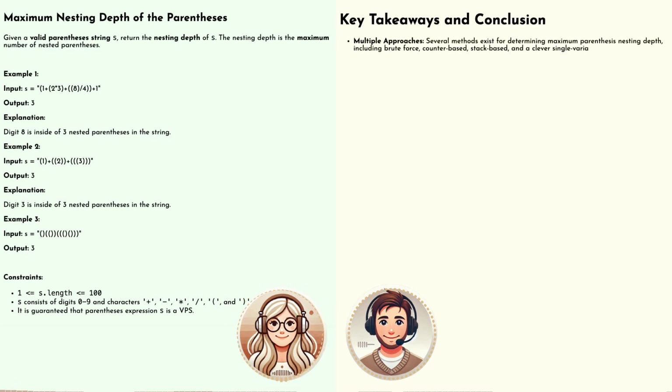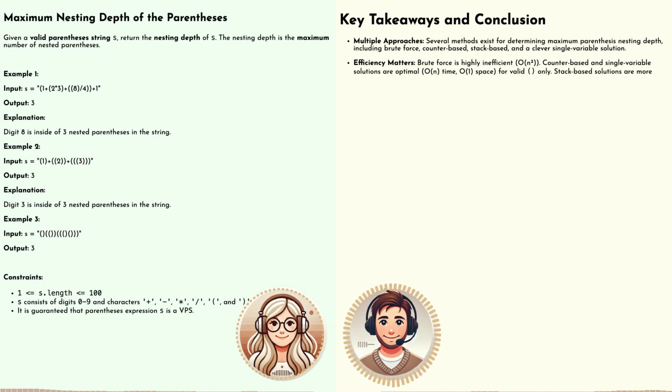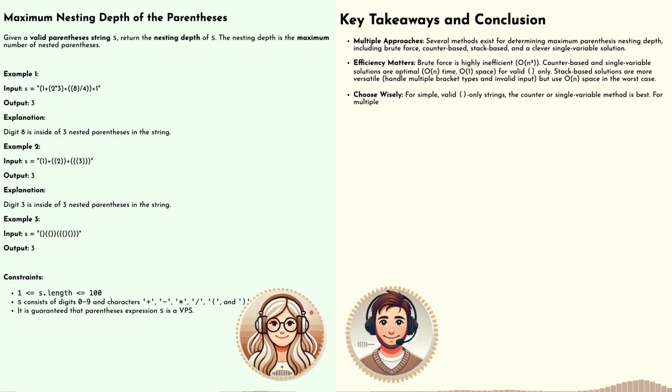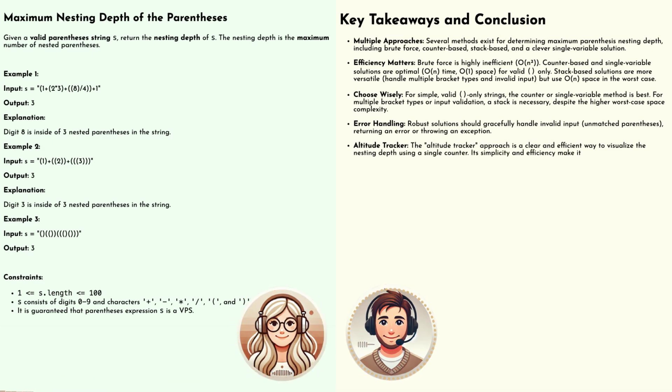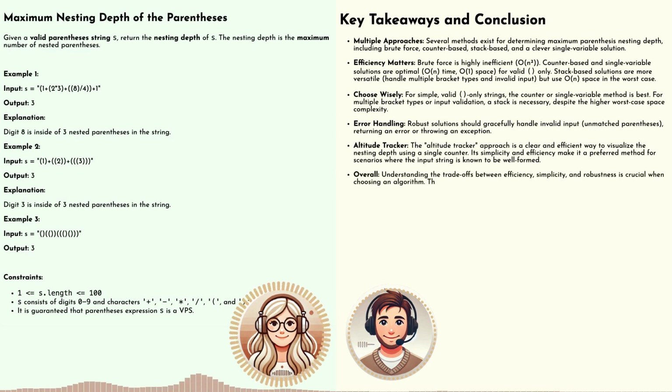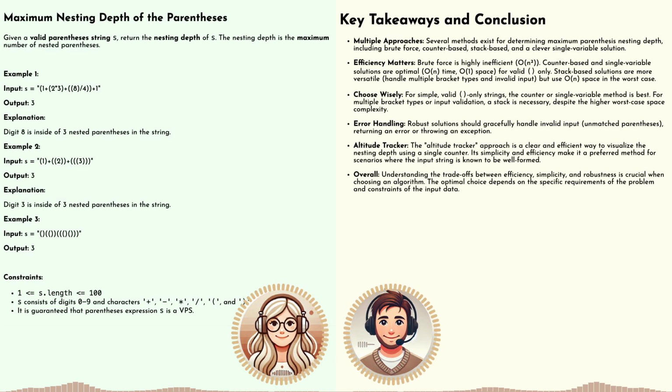We've gone from this brute force approach that just felt clunky to this elegant solution using just one variable. It's pretty cool. What are some of the key takeaways you want our listeners to remember from this deep dive? I think the biggest lesson is that there's always more than one way to solve a problem. Starting with brute force really helped us understand that core logic. And then refining our approach with stacks allowed us to handle those more complex scenarios. And then finally, thinking about the problem in a completely different way led us to that super efficient single variable solution.